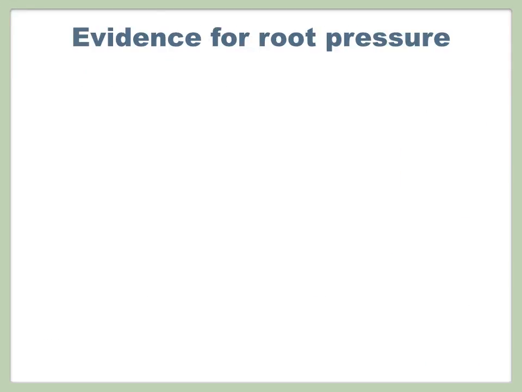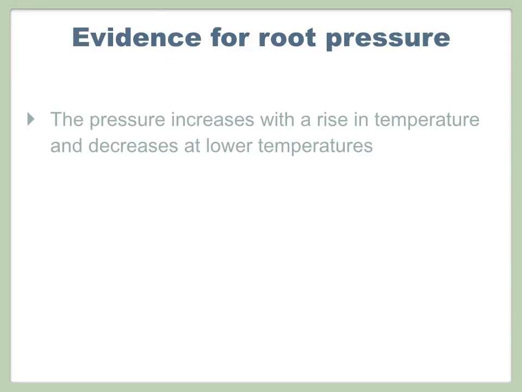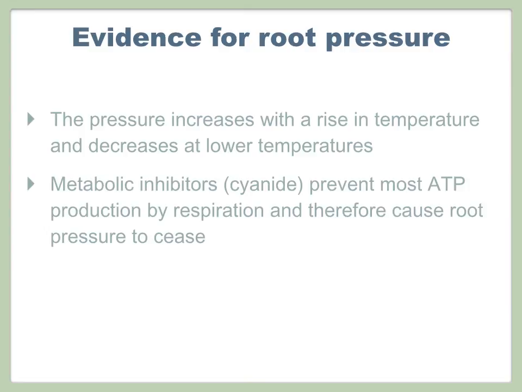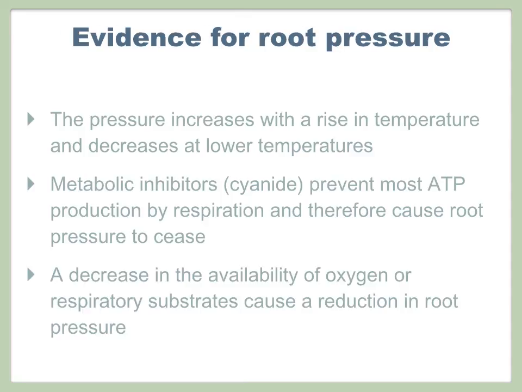So, evidence for root pressure. The pressure increases with a rise in temperature and decreases at lower temperatures. Metabolic inhibitors, for example cyanide, prevent most ATP production by respiration and therefore cause root pressure to cease. And finally, a decrease in the availability of oxygen or respiratory substrates causes a reduction in root pressure.